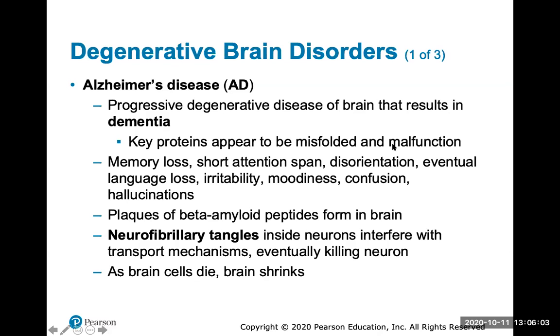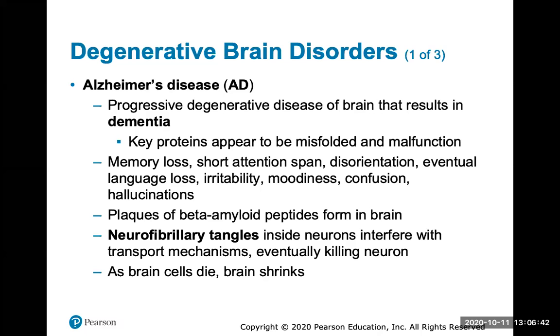Key proteins appear to be misfolded, they're malfunctioning. Alzheimer's disease is characterized by memory loss, short attention span, irritability, moodiness. You can read through the others, hallucinations. You get plaques of these specific proteins that are forming in the brain. Neurofibrillary tangles inside the neurons can also interfere with transport mechanisms, which will eventually kill brain neurons. So basically, for some reason or another, whether it's these tangles or plaques of proteins, you're killing off your brain cells, and the brain eventually shrinks.